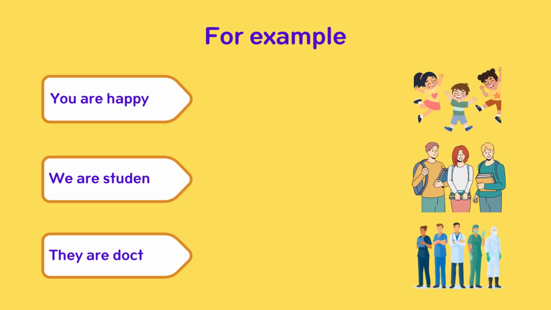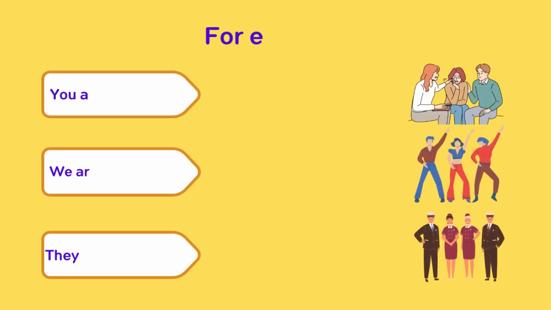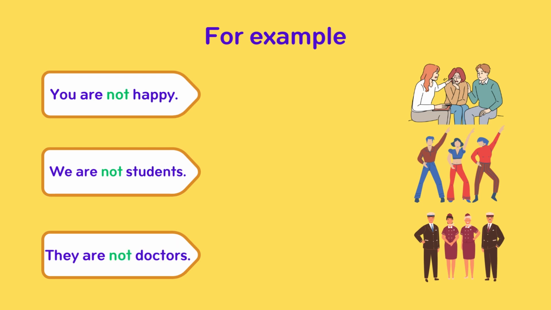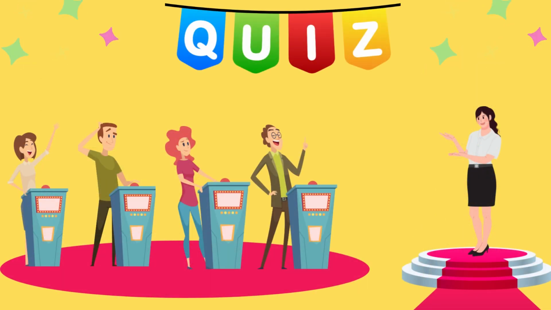Now, again, let's look at our plural affirmative sentences, then turn them to negative. You are happy. We are students. They are doctors. Now, negative sentences. You are not happy. We are not students. They are not doctors.